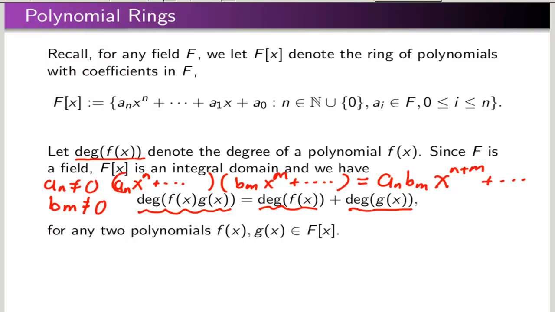And this is what makes it an integral domain. It tells you that there's no way you could multiply two non-zero polynomials and end up with a 0 polynomial. The degree only gets bigger. You can't shrink it down to a 0 constant.